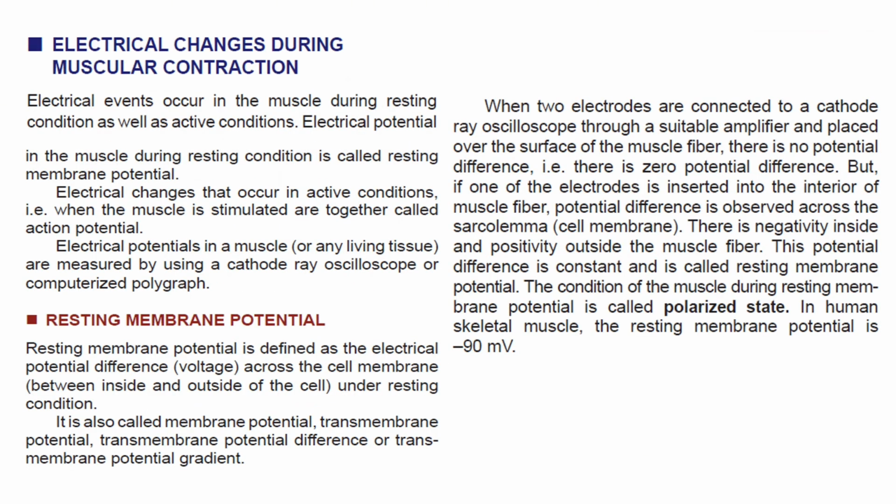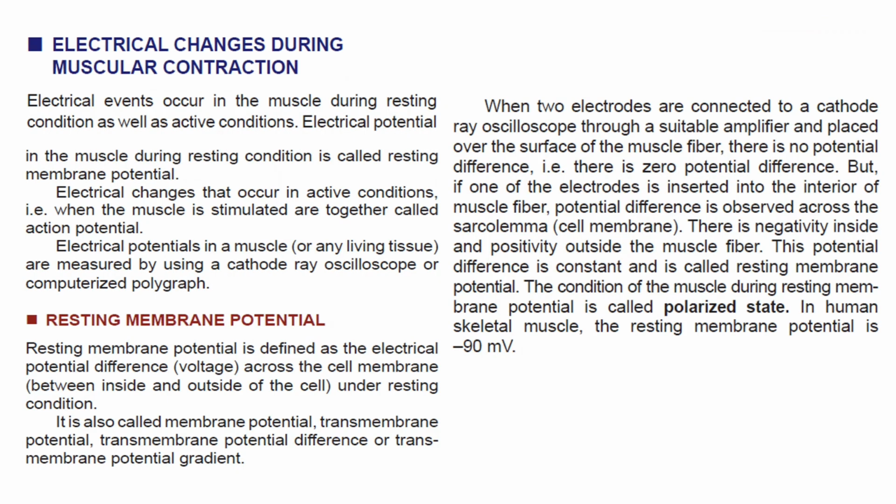Now let's discuss the electrical changes that occur during muscular contraction. These changes can be categorized into two states. Number one is the resting condition and number two is the active condition. Let's discuss the resting state first. So in the resting state, the muscle exhibits a phenomenon known as the resting membrane potential. This refers to the electrical potential difference across the muscle cell membrane, or we can say sarcolemma, when the muscle is at rest. Essentially, there is a difference in charge between the inside and the outside of the muscle fiber. Inside the muscle, there is more negativity compared to the outside, which is more positive.